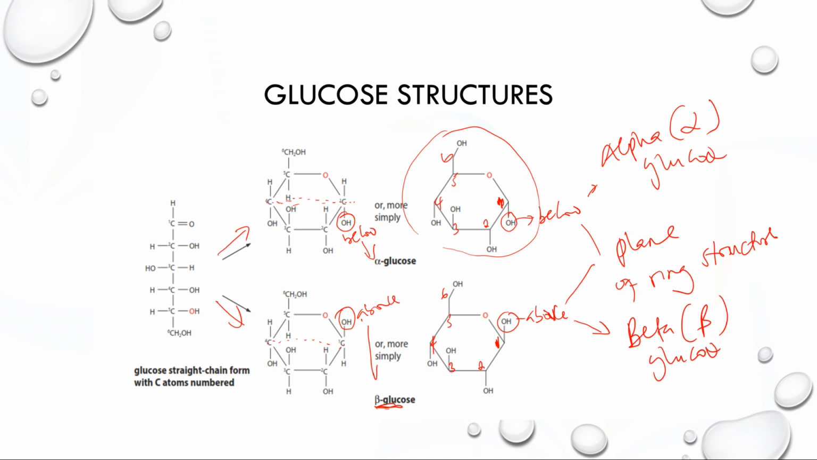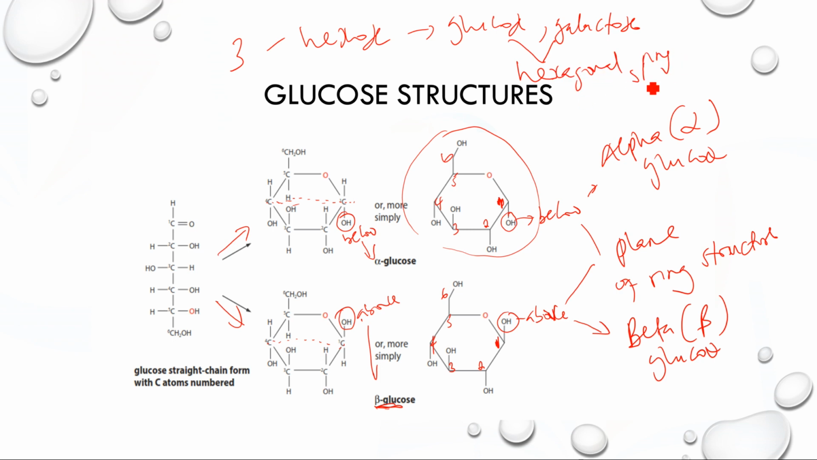Now I want to say this at this point: if we are dealing with galactose, remember that we have three major hexoses. We have talked about the structure of glucose. Galactose has a similar ring structure as glucose. Both of them form what's called a hexagonal ring structure.